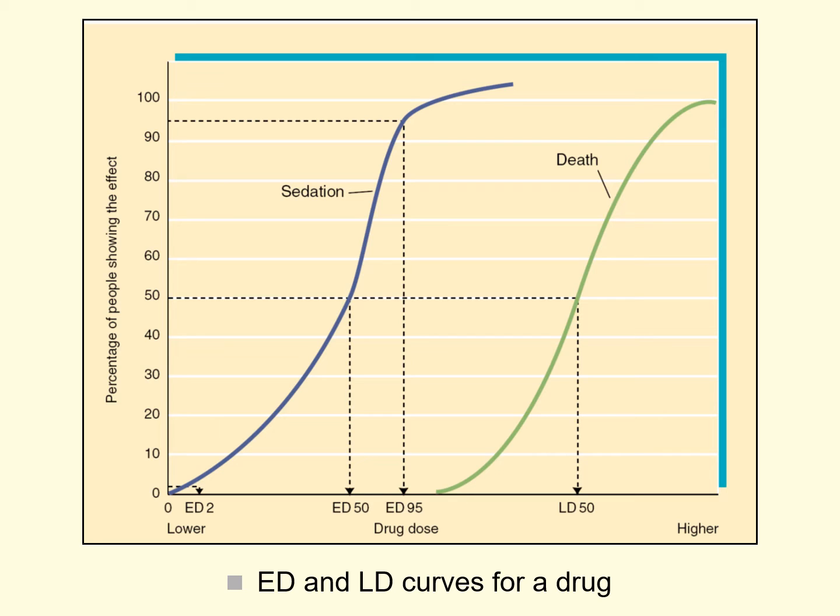You walk along the x-axis, you get to ED50. That's the dose at which we'd expect about 50% of the people in a population who are given that dose would have the effect desired from that drug. So again, the drug's a sedative, and if you give them whatever ED50 corresponds to, 100 milligrams, 120 milligrams, whatever, that's the dose at which about half of the people who get that dose will have the effect. They'll feel sedated. The other half of the people, they won't have the effect yet.